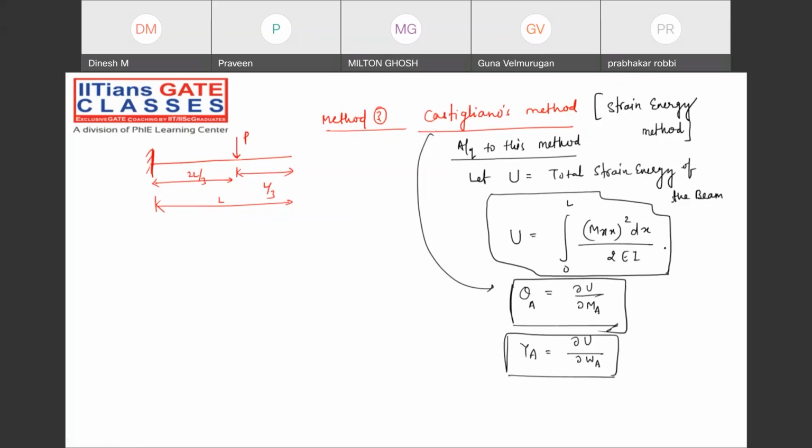This formula is there when the beam is subjected to bending.